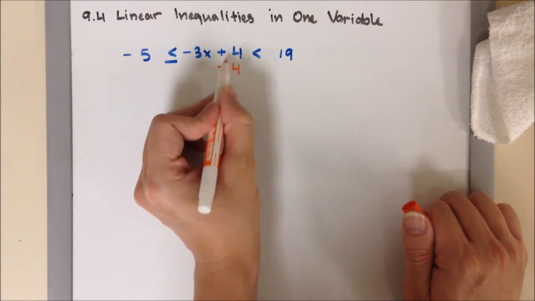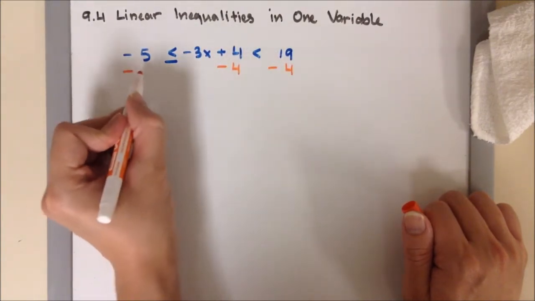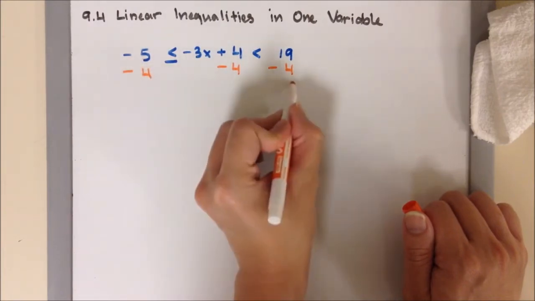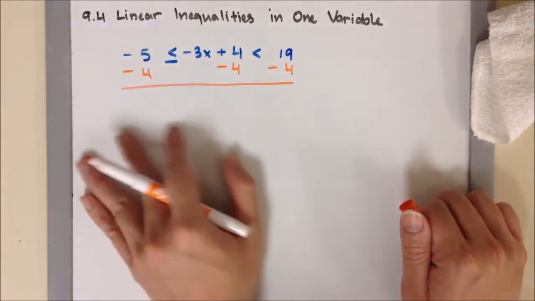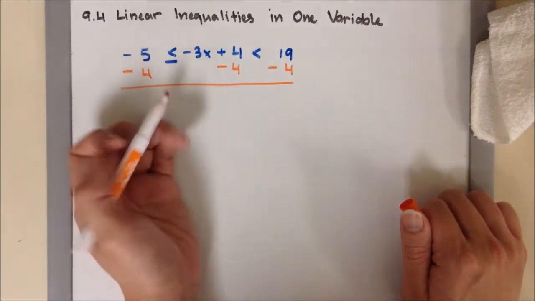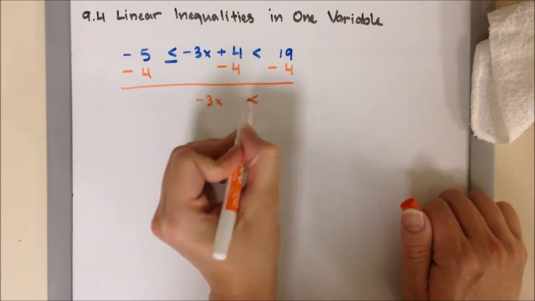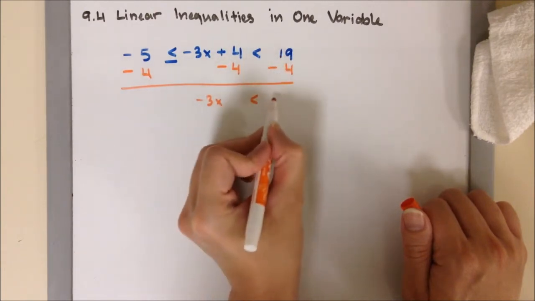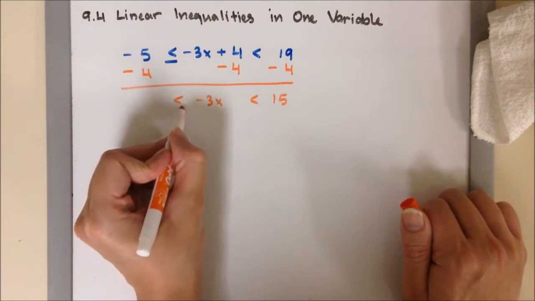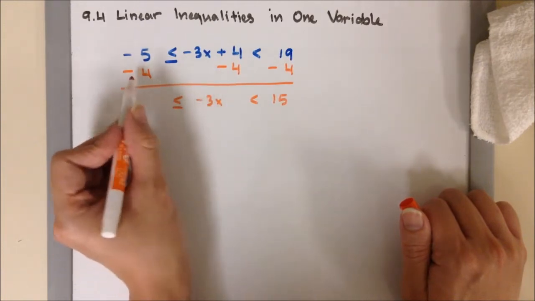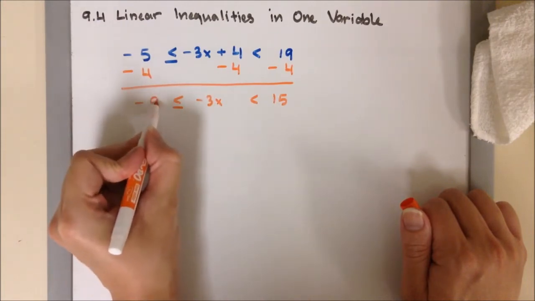So I'm going to subtract 4 in the middle, then I'm going to subtract 4 on the right side and on the left side. So when you have a problem in this format, you have to follow this process. So in the middle will be negative 3x less than 19 minus 4, which is 15 on the right. Over here, less than or equal to negative 5 minus 4, which will be negative 9.